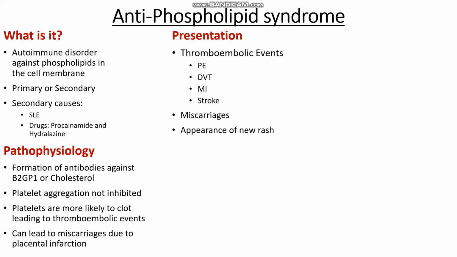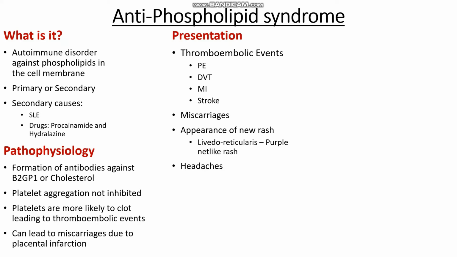Another thing, the classic thing they use in exam questions, is the appearance of a new rash. Again, livedo reticularis, where these platelet deposits can get deposited inside the small and superficial veins of our arms and legs, forming this purple net-like rash over our arms and legs. Other things that we might see are headaches, and we're not quite sure why this actually occurs.